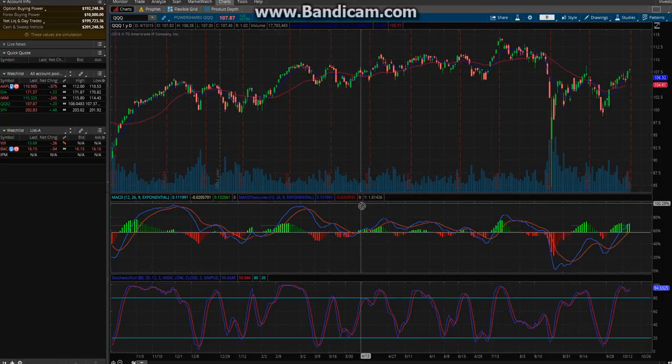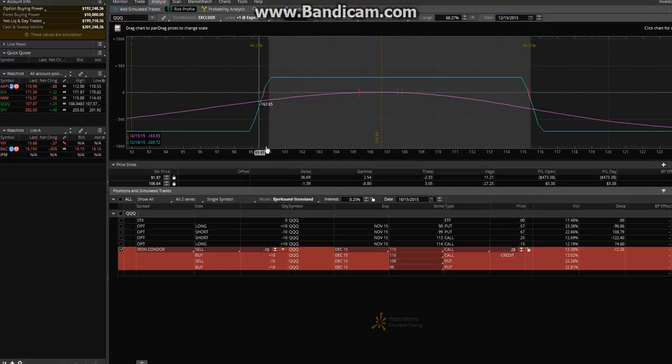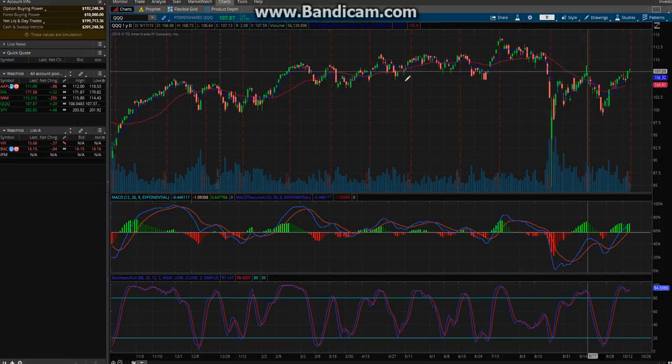All right, now let's go back to our Iron Condor. We already confirmed that our strike prices are pretty good strike prices, seeing that the chart confirms where the price movement has been historically. So we should be confident with our Iron Condor now.